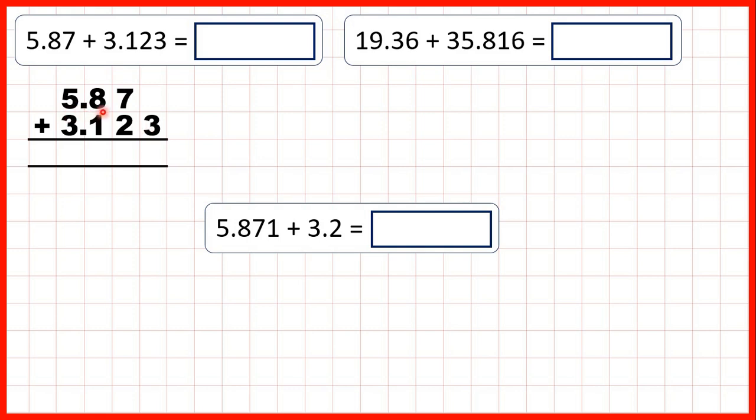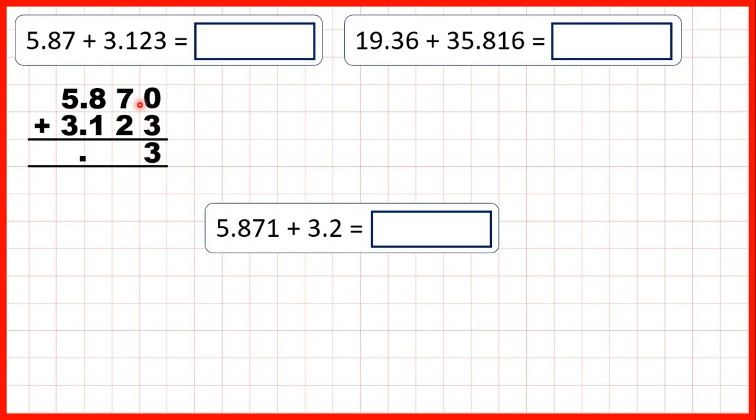Now 5.87 is the same as 5.870, so we can write zeros in empty squares, because that doesn't change the value of the number. All this zero tells us is that we don't have any thousandths in the number 5.87. So now we've got our decimal points lined up, we've written 0 in our empty square, so we copy the decimal point down into our answer so that the place values are lined up in our answer as well, and now we just add using column addition.